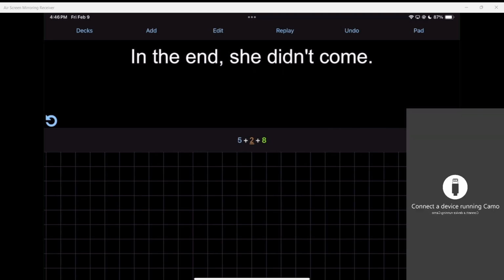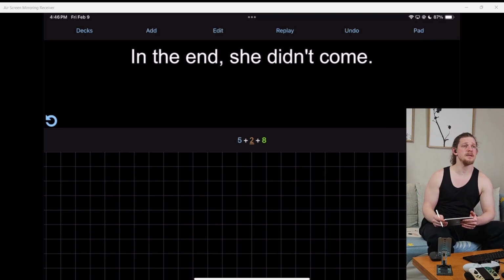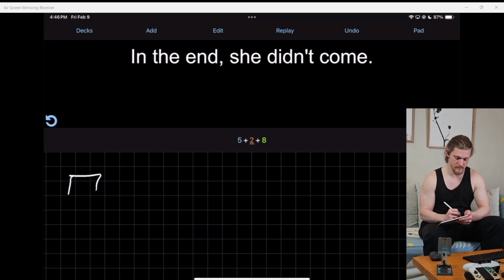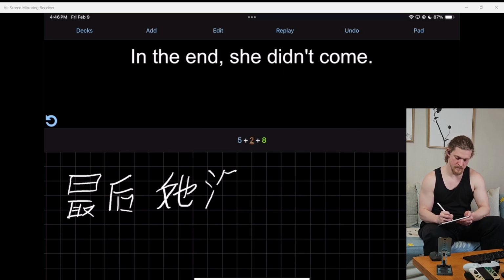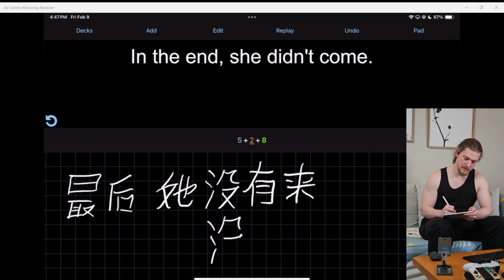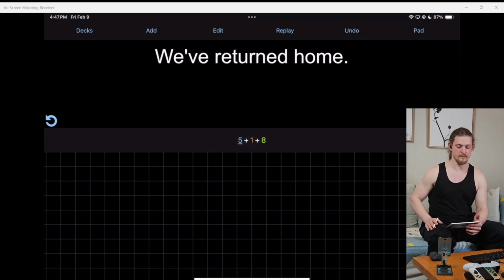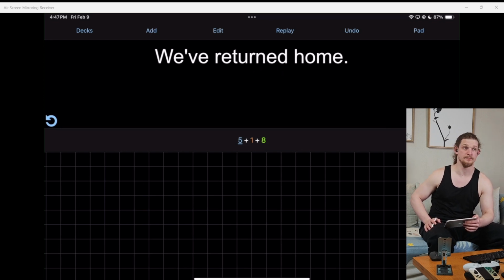In the end, camera disconnected there for a split second. We good? We are good. In the end, she didn't come. Now it wants me to write 没有来. She did not come. Or she has not come. But I would personally actually say 没来, 最后他没来. 最后他, or even 最后他没来了, or 他没来到. She didn't arrive. 来到 is to arrive somewhere.